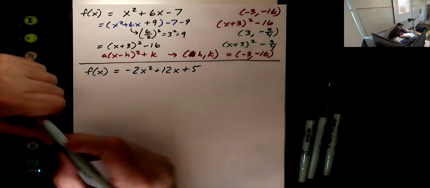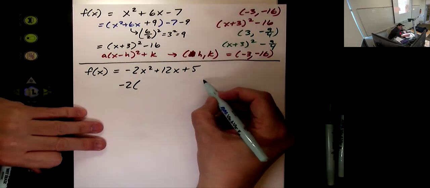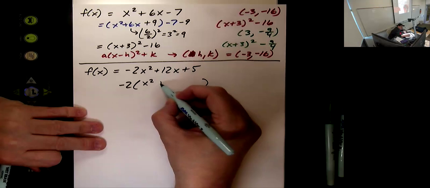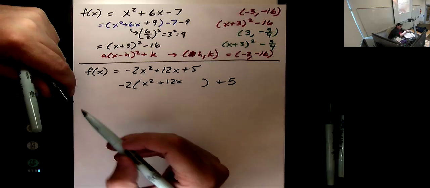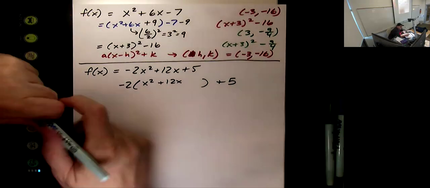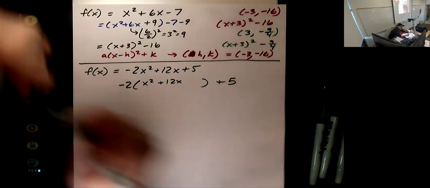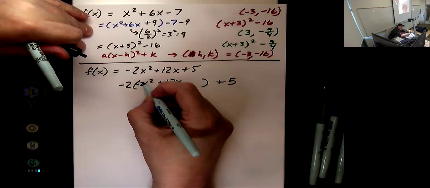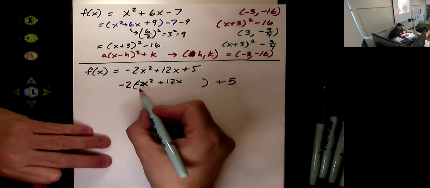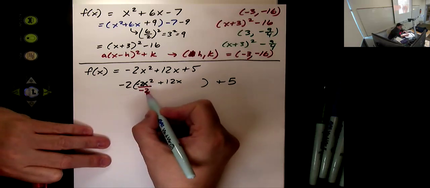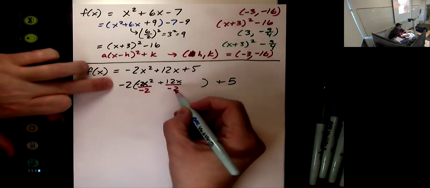Let me strip off the -2. And I'm gonna put x squared plus 12x. I'm gonna leave a gap, and I'm gonna have my +5. Now to strip off the -2, I'm gonna leave the -2 in here. You'll see. I'm gonna divide by -2. I have the -2 on the outside. This is effectively canceling out and doing the -2 on the outside.